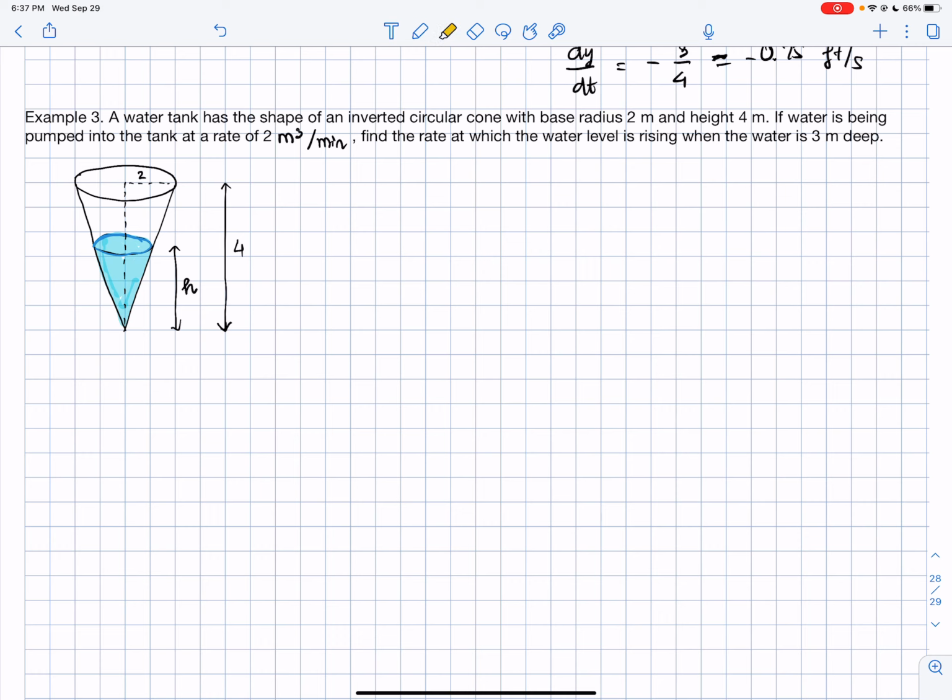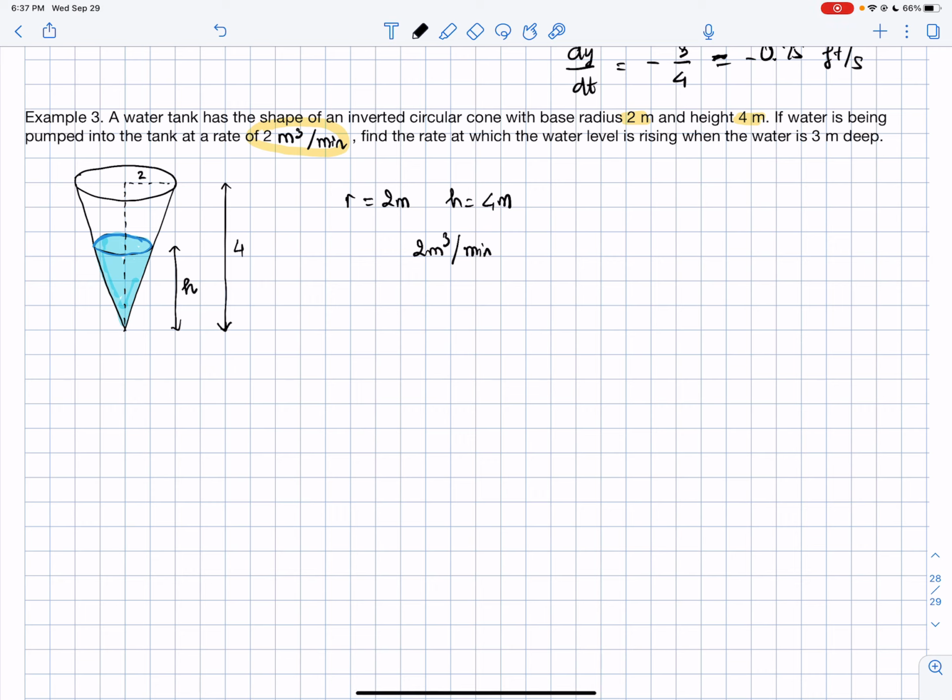So let's look at what they are given. They're given to us that the radius is 2 meters, the height is 4 meters, and the rate is 2 cubic meters per minute.